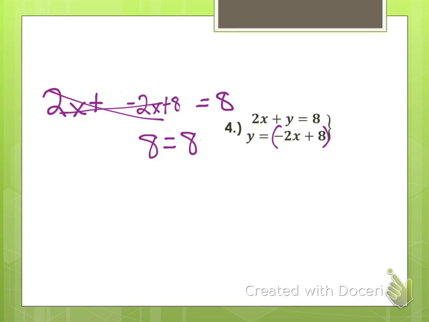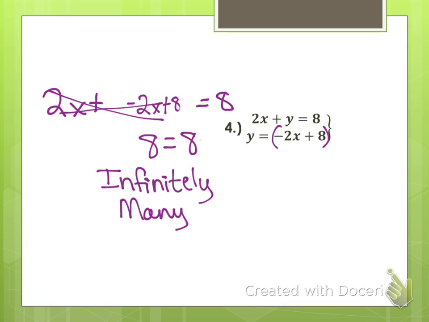Does 8 equal 8? Yes. If you end up with a true statement when one of your variables goes away completely, then your answer is infinitely many solutions. That only happens if a variable goes away completely. So the x's totally cancel each other out. And we ended up with a true statement, so there are infinitely many solutions. Questions about that one?